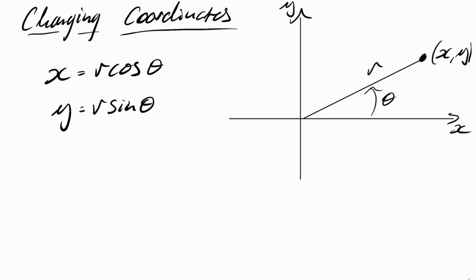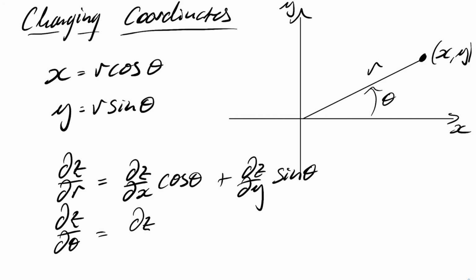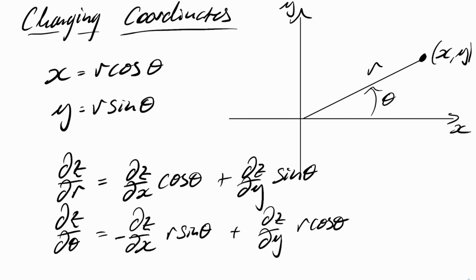If we know z is a function of x and y, we can calculate its derivatives with respect to r and theta as dz by dx times dx by dr. dx by dr is just cos theta, and dy by dr is sine theta. So dz by dr becomes dz by dx cos theta plus dz by dy sine theta. dz by d theta is dz by dx times minus r sine theta plus dz dy times r cos theta. We'll come back to these formulas when we look at integration over 2 or 3 variables.